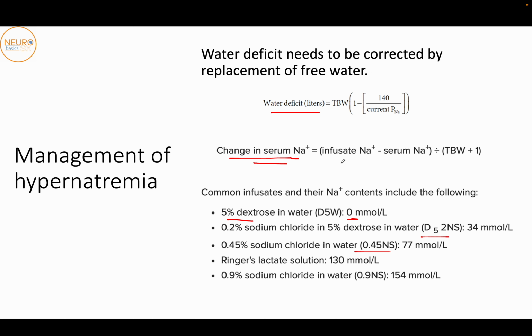Usually, whatever value you get from this calculation, you have to add about 1 to 1.5 liters to that. That is to correct for the insensible losses and the losses you will be getting through the kidney, the sweat, and the lungs as well.